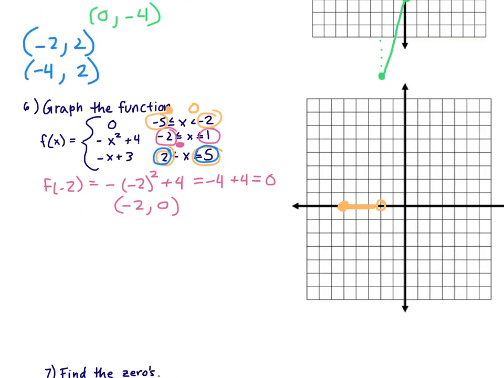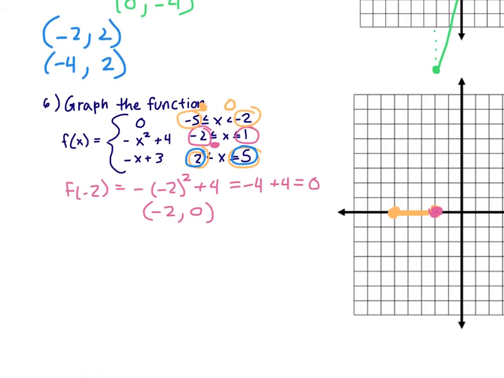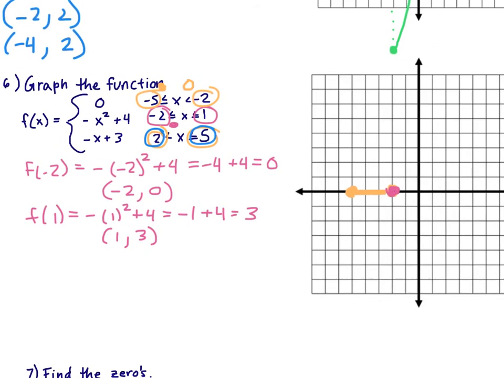So we go to our graph, we're going to go to the left 2 and stay at 0. And then we also need to plug in 1. So f of 1 is going to be -1 squared plus 4. -1 plus 4 is 3. So our next point is going to be 1, 3. So we go to the right 1 and up 3.